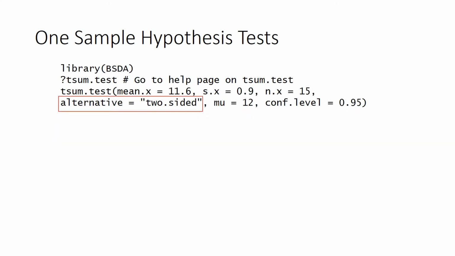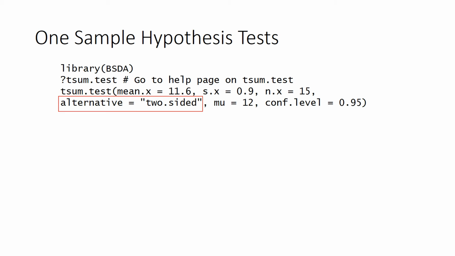The tsum.test in the BSDA package can be used to run hypothesis tests when you know the sample mean, standard deviation, and sample size. Go to ?tsum.test for information on the tsum.test function. The first argument is mean.x, and this is where you enter the sample mean. The next argument is s.x, the sample standard deviation. Next is n.x, which is the sample size. The alternative argument is two.sided.